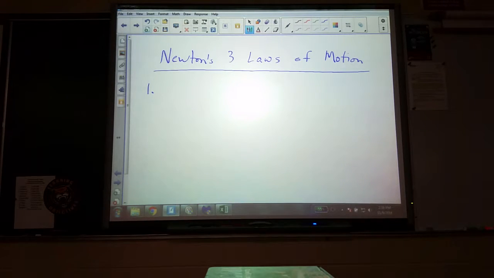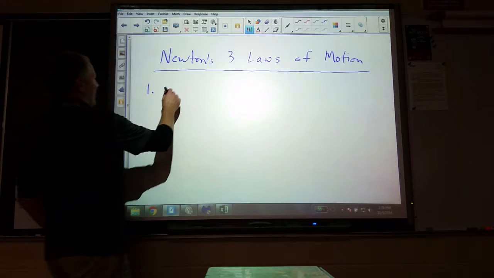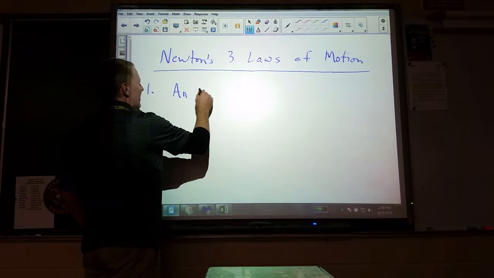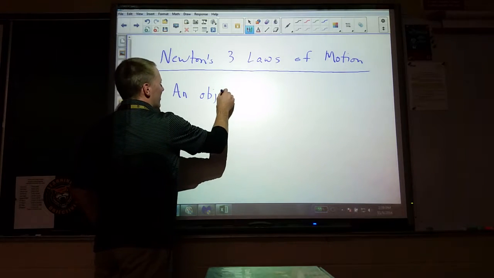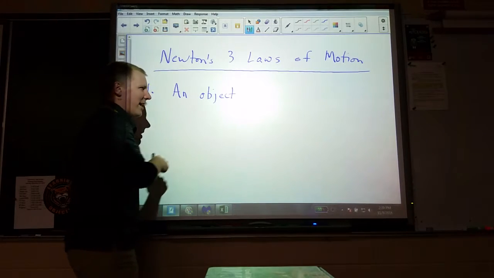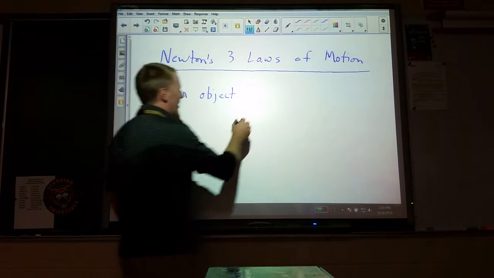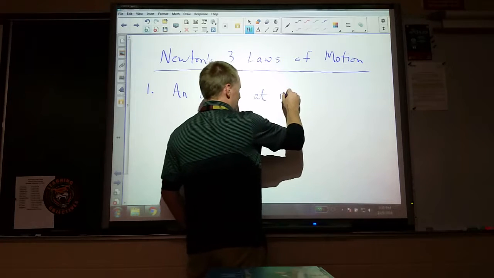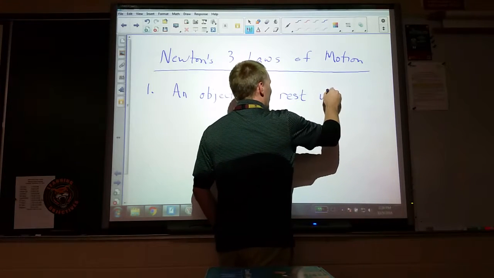Anyone know any of these laws of motion? An object of motion will stay in motion. Yeah. And? Unless the force is acted upon it. Right. So I'm going to rewrite that just a little to add some more detail to it. An object at rest, we'll start with, will remain at rest.